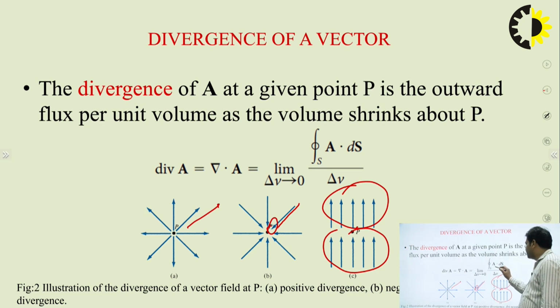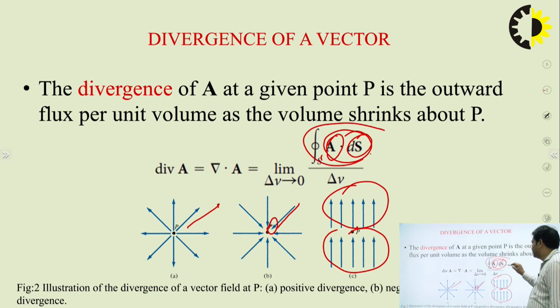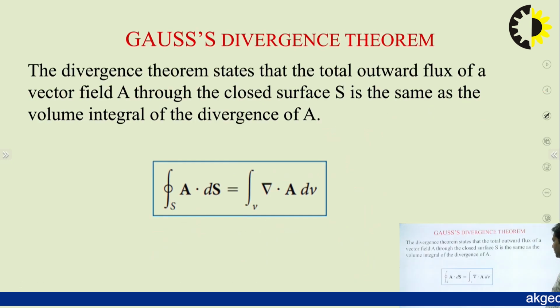How much outward flux is calculated by the integral of A dot dS, where A is the flux vector and dS is the differential surface of a closed surface S. So this is the total outward flux per unit volume, where the volume shrinks to 0, that means the volume shrinks about the point P. So divergence of any vector represents how much outward flux per unit volume, where the volume shrinks about the point P.